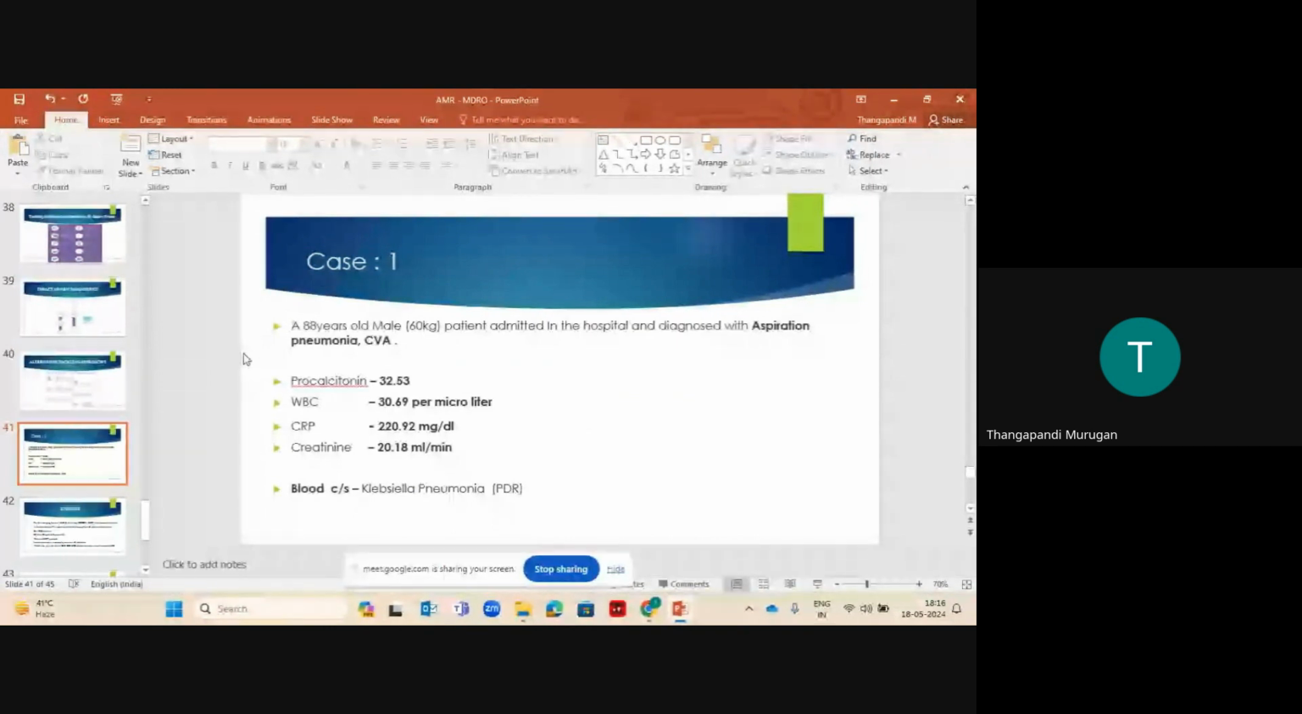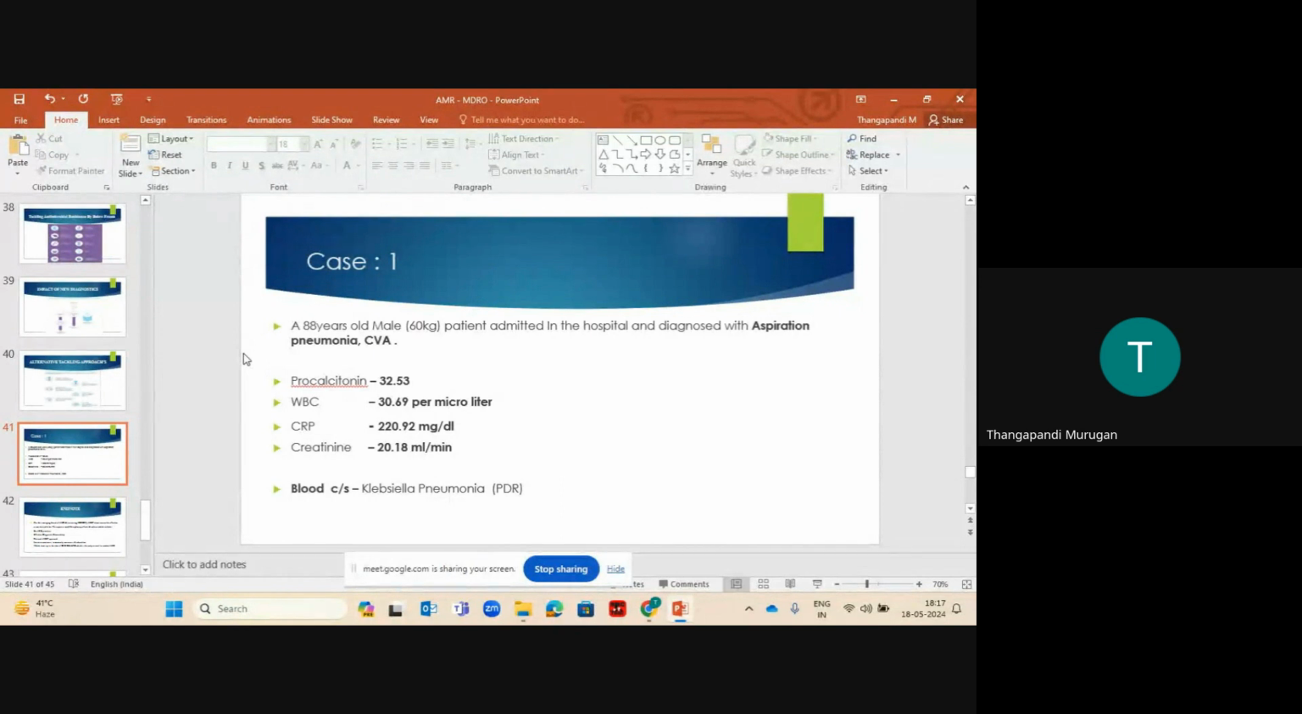So here you can see an 88-year-old male admitted to the hospital, diagnosed with aspiration pneumonia and cerebrovascular accident. The patient's inflammatory markers are listed here: the procalcitonin unit and WBC. WBC is 30.69 per microliter, and then CRP is 220.92 milligram per deciliter.